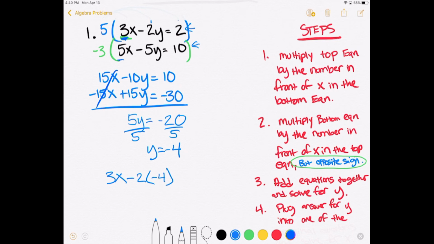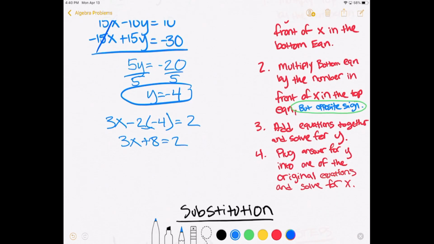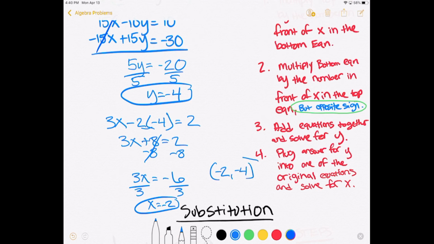So I'm going to go to that equation and I'm going to plug in my answer for the y. So I plug in a -4 where that y used to be. So -2 times -4 is a +8. And then I just continue to solve this equation. I subtract the 8 to the other side. And then I divide by 3. So I get x equals -2. So my answer is -2, -4. Remember, we write our answer as x, y.